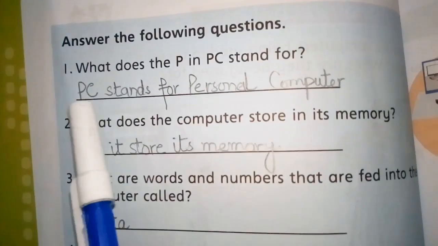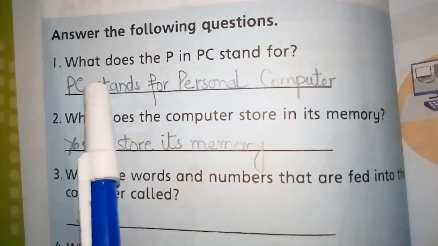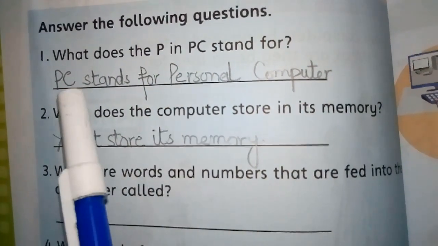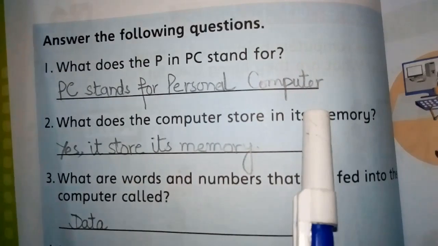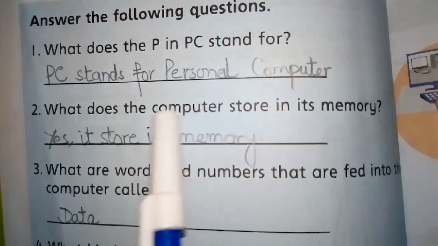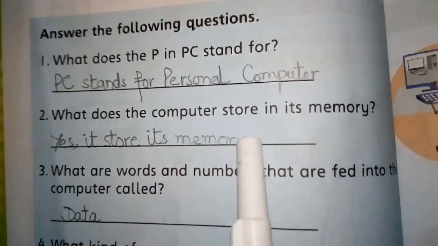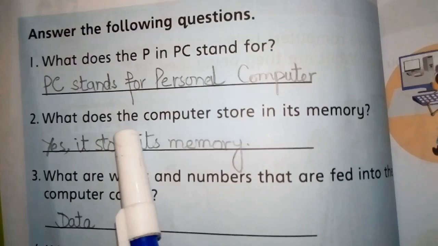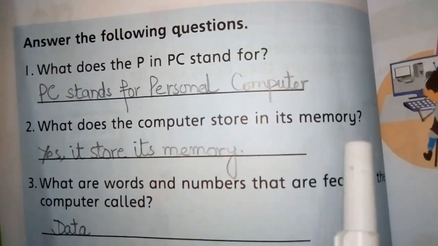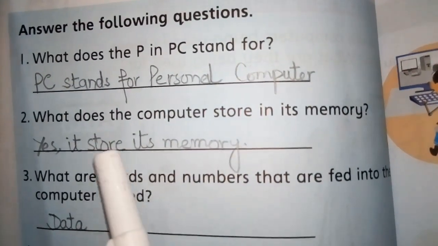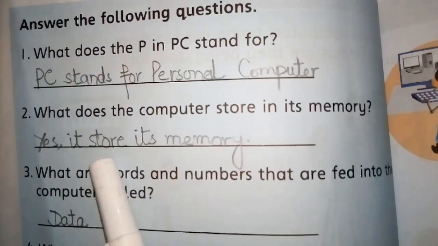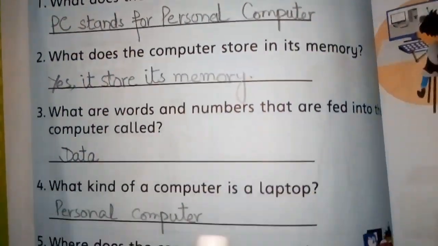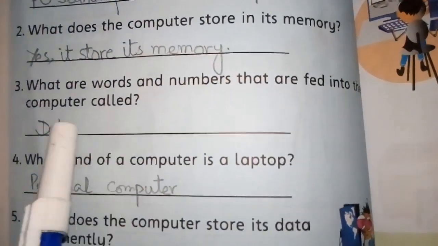Page number 8. Answer the following questions. Question 1. What does the P in PC stand for? PC stands for personal computer, and P stands for personal. What does the computer store in its memory? The computer stores all the data in its memory. What is stored? Data. Data is stored in its memory.